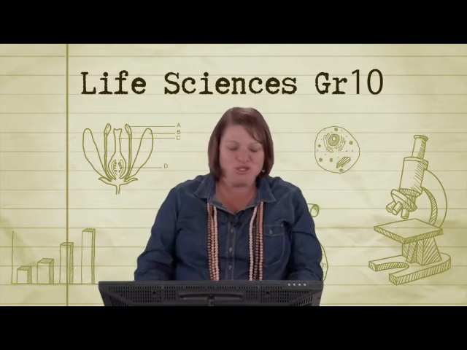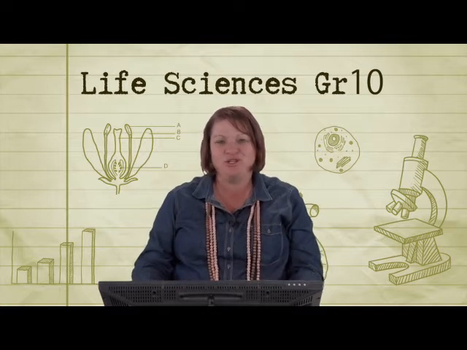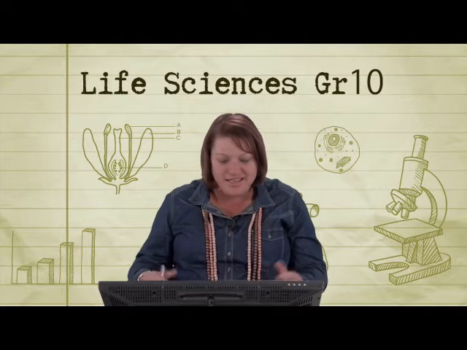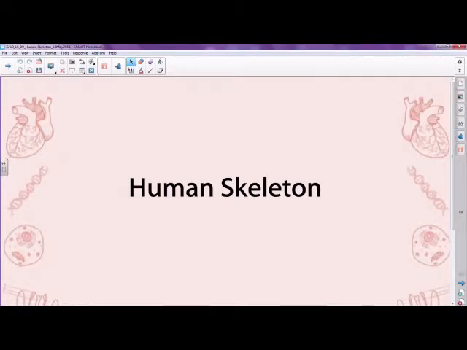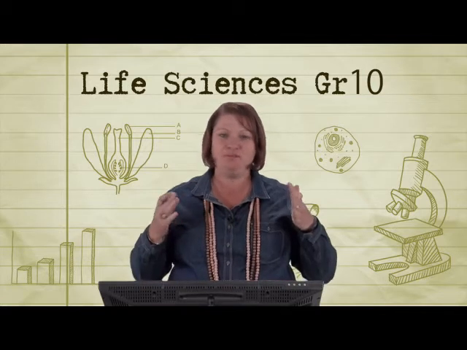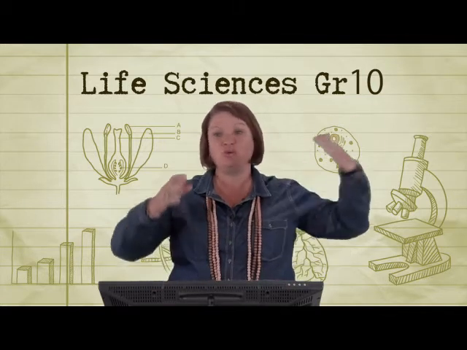And I'm sure most of you are going to be glad to hear that we're starting on the human organs and systems today. I know even though we try and make it as exciting as possible, you don't always like the plant section. As you can see on the front, we're going to start by looking at the human skeleton.